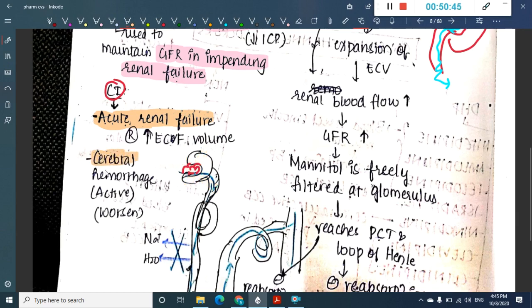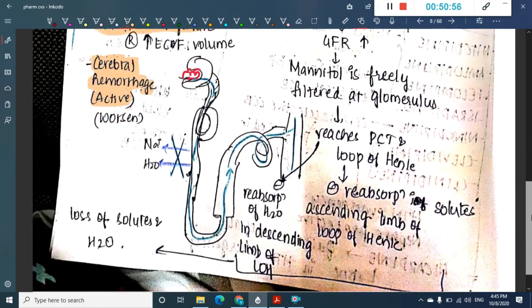And second, you should not give it in cerebral hemorrhage also. Why is it not given in cerebral hemorrhage? Because if it's an active cerebral hemorrhage, this will worsen it even more. So it should not be given in active cerebral hemorrhage.